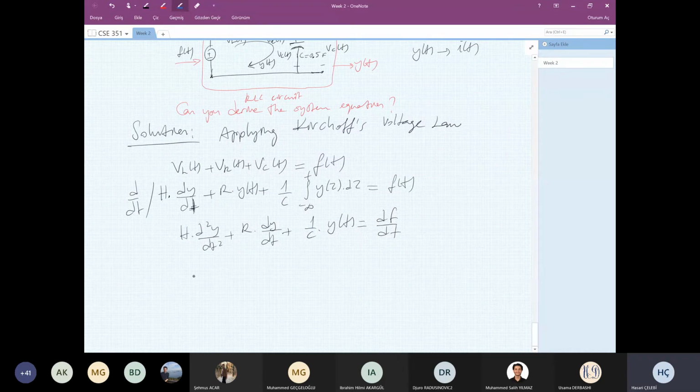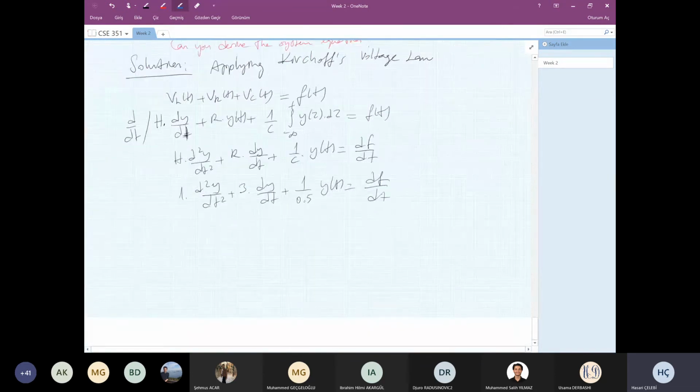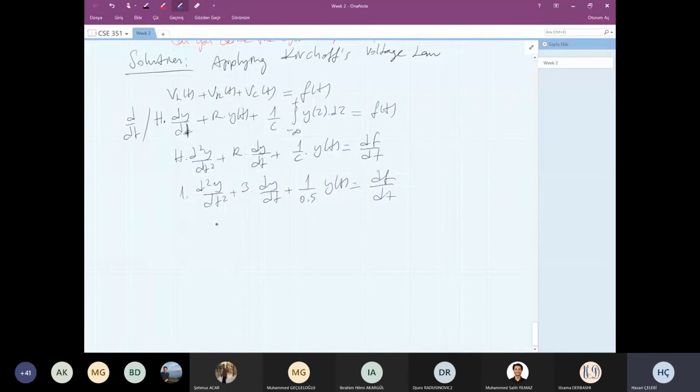Okay, so now let's plug in the values together. The inductor was 1 Henry, d square y over dt square, plus the resistor was 3 dy over dt, and the capacitor was 1 over 0.5 times y of t, equal to df over dt. Now let's rewrite this. It's going to be d square y over dt square plus 3 dy over dt plus 2 y of t equal to df over dt.